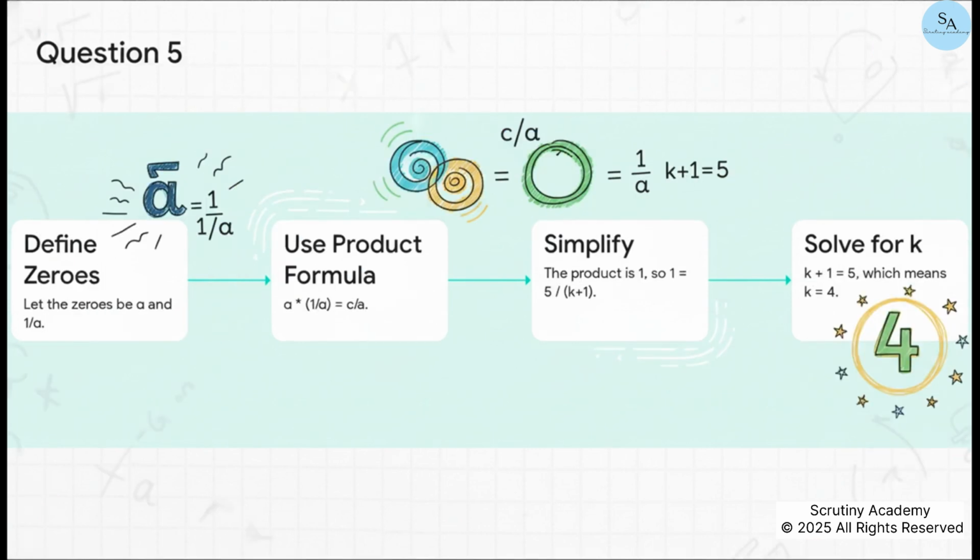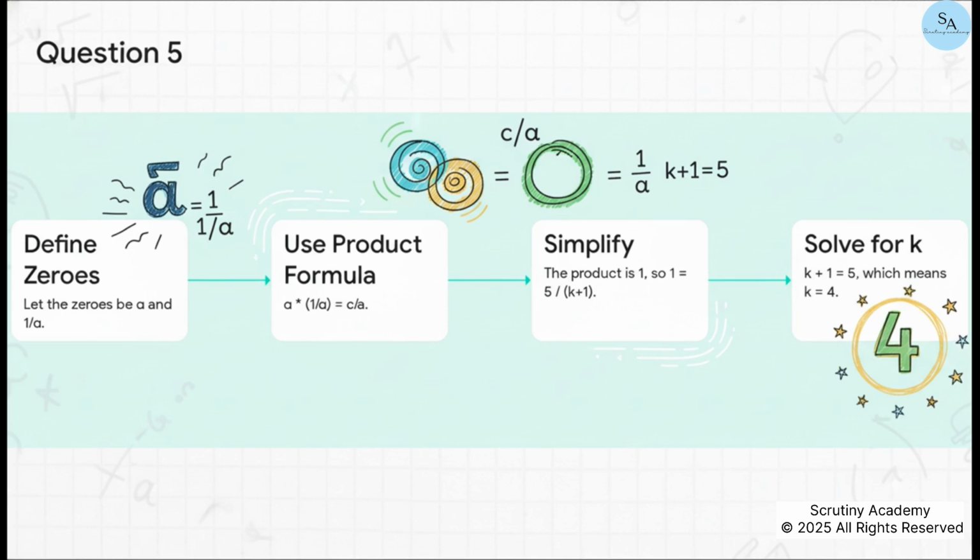Here's a classic. One zero is the reciprocal of the other. So let's call them alpha and 1 over alpha. Now, when you see reciprocal, your brain should immediately think product, because what happens when you multiply a number by its reciprocal? You always get 1. So the product of our zeros is 1.